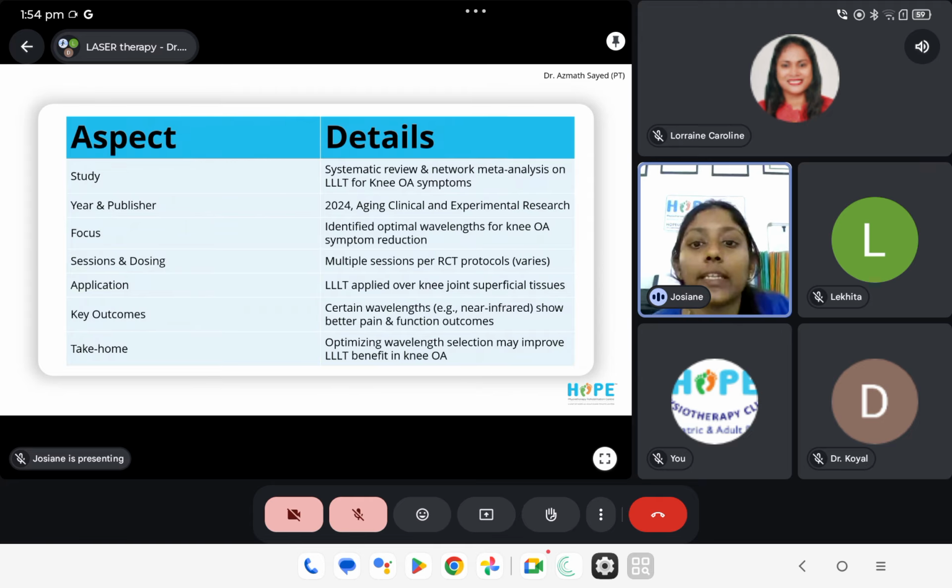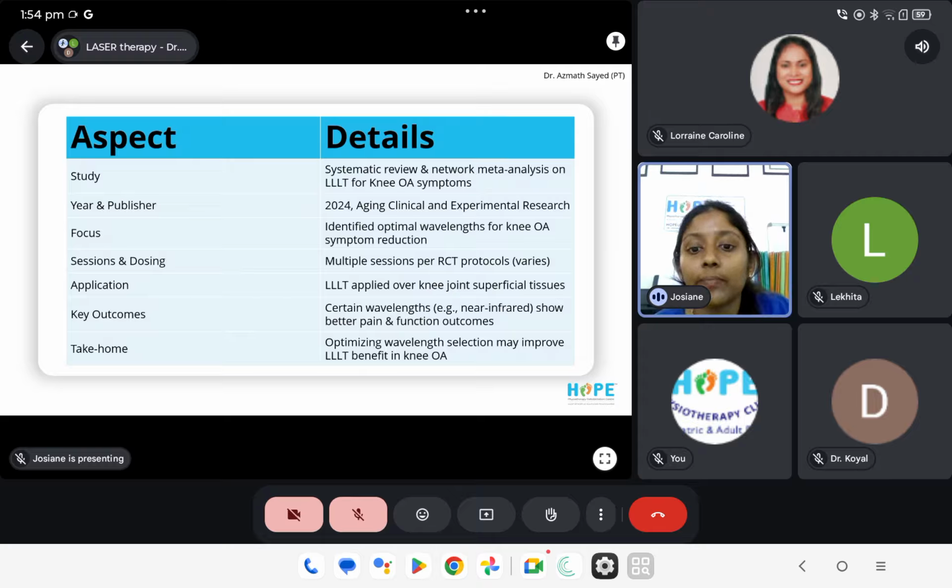Third one was a study which includes a systematic review and network meta-analysis on low-level laser therapy for knee OA symptoms. It was published in 2024, Aging Clinical and Experimental Research. Focus was on identifying optimal wavelengths for knee OA symptom reduction.